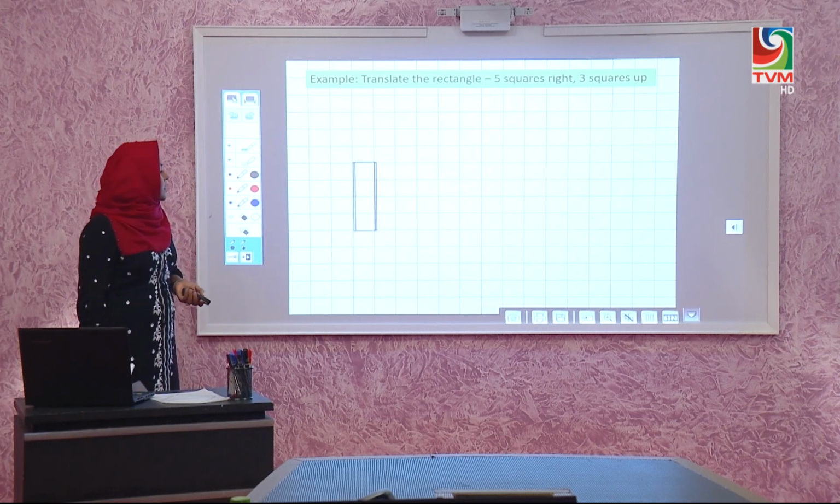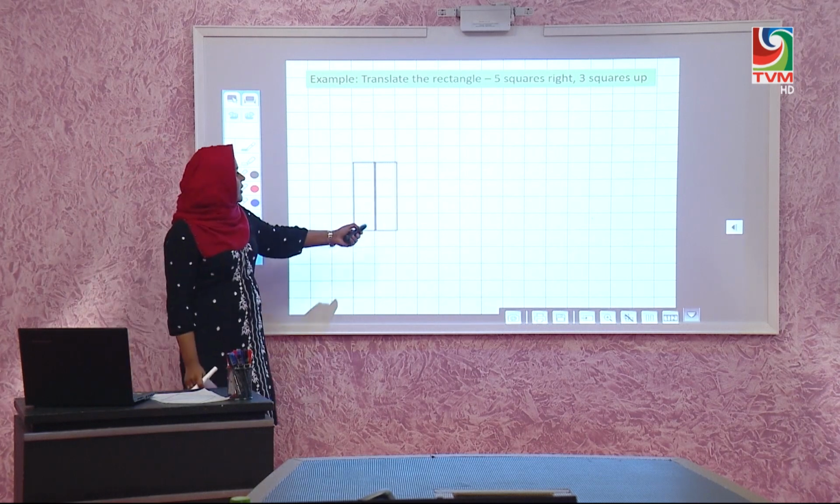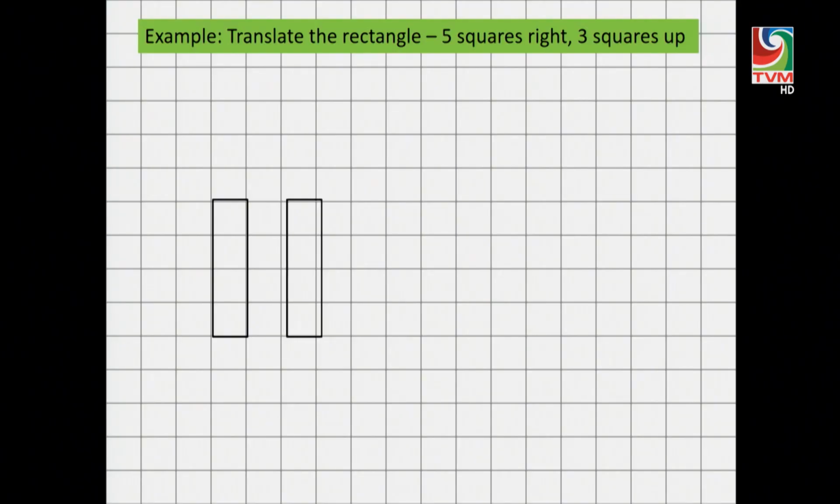So I am going to show how the object moves. 1 square to the right, 2, 3, 4, 5. Now the object has to move 3 squares up, 2, 3. So that is where the image is after a translation of 5 squares right and 3 squares up.